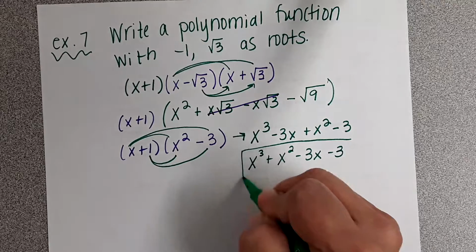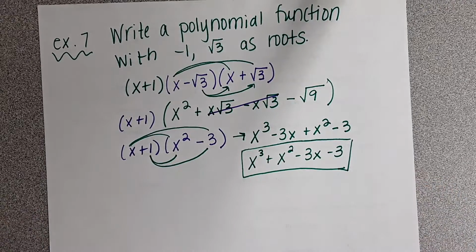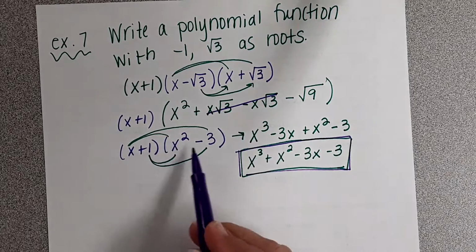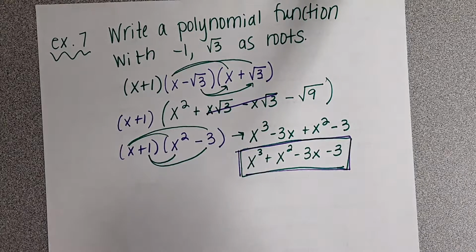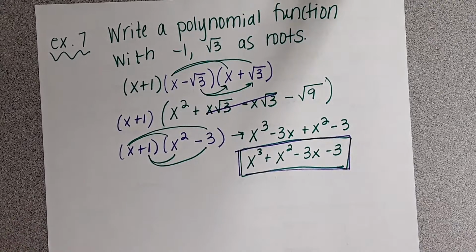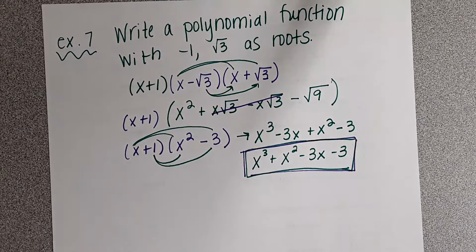Now, you guys, if you multiply backwards, like if you wrote the x squared minus 3 first, then you wouldn't have to rewrite it. It's really up to you. Either way is fine. Okay, how'd you guys do on that? Good?